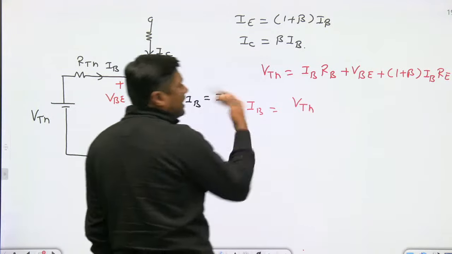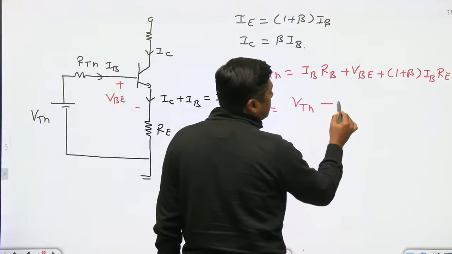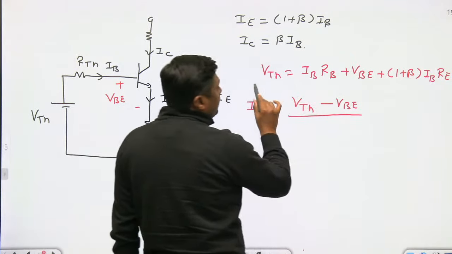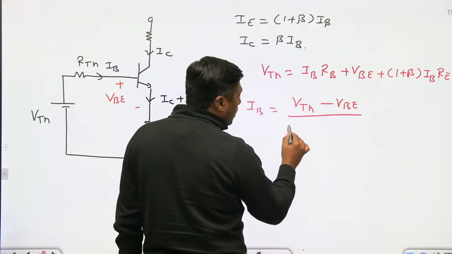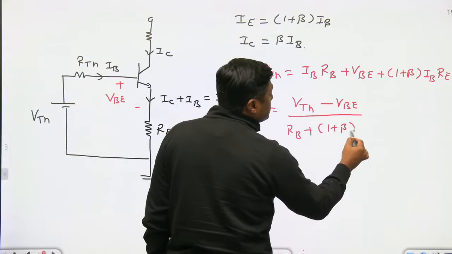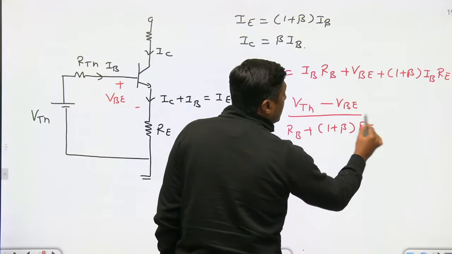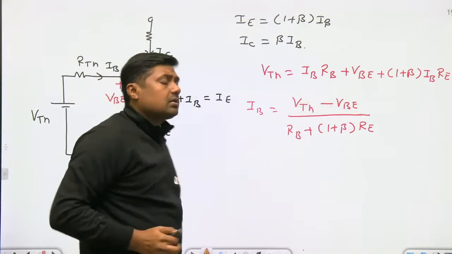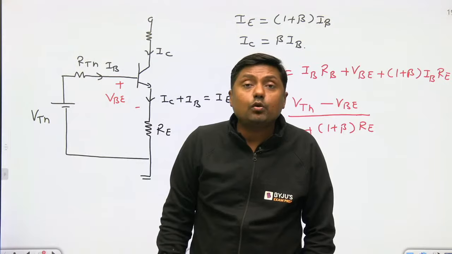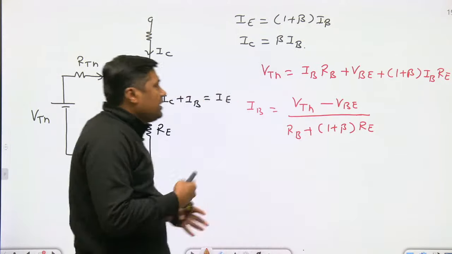No need to write the KVL, KCL. We are wasting our time. If we are saving 10 to 20 seconds, then it will help. So IB is VTH minus VB upon, always remember that is the RB, and this RE is multiplied by what? (1 plus beta) times RE. Use this formula directly so that you will quickly get the value of IB.